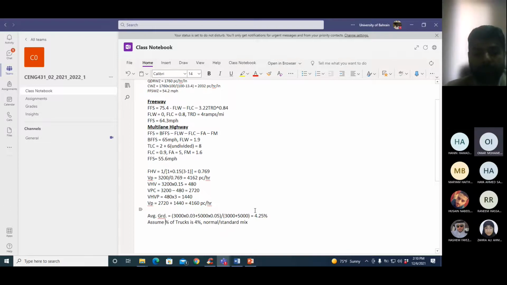Doctor, can you repeat what you said about the assuming part again? In the question, they are not asking to calculate FHV, so they did not give me the percentage of trucks and what is the mix of the trucks. So we're assuming. But I want you to see how to get the value from the table, so I'm assuming these two things. Okay, thank you.